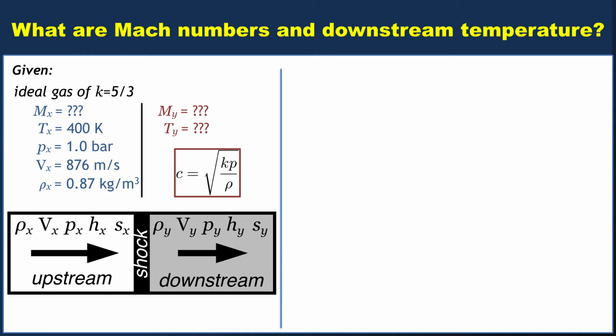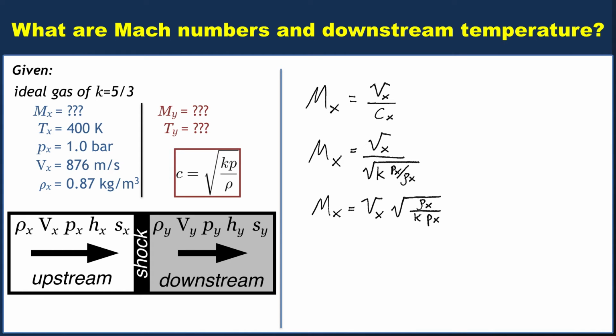Well, the Mach number is just the ratio of the flow velocity to the sound speed, so we can write that M sub x is just the velocity sub x divided by the sound speed sub x in the upstream flow. We'll put in the expression that we just came up with. C is the square root of Kp over rho, all with x subscripts. K doesn't change. It's the same fluid upstream and downstream. And now we'll just rearrange this a little bit so that our fraction isn't quite as messy.